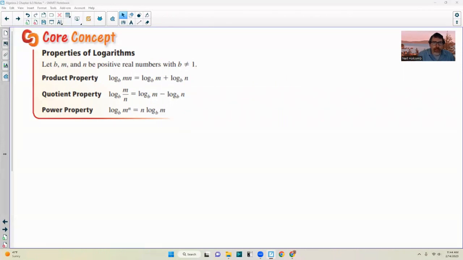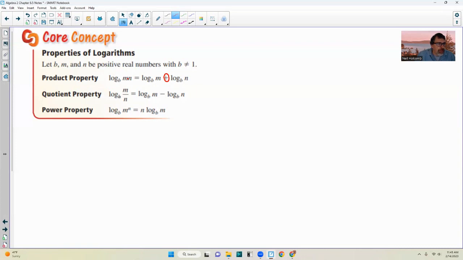Okay, so before we get into doing any examples, we have to go over some core concepts. So the properties of logarithms. If we're going to let b, m, and n be positive real numbers, okay, we're not dealing with negatives, we're not dealing with imaginaries, and we can't let b be 1 because a base 1, yeah. So anyway, product property. The log base b of m times n equals the log base b of m plus log base b of n. So when we have multiplication here, we add. Okay, it's kind of the same as power rules.